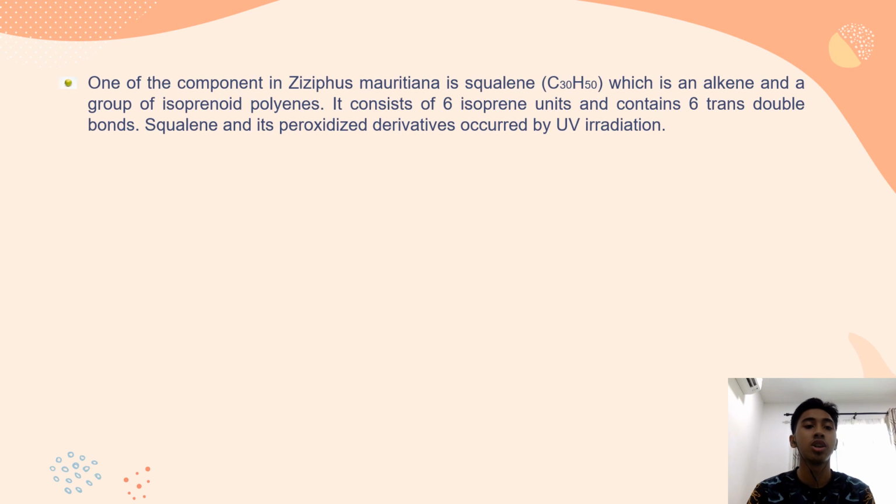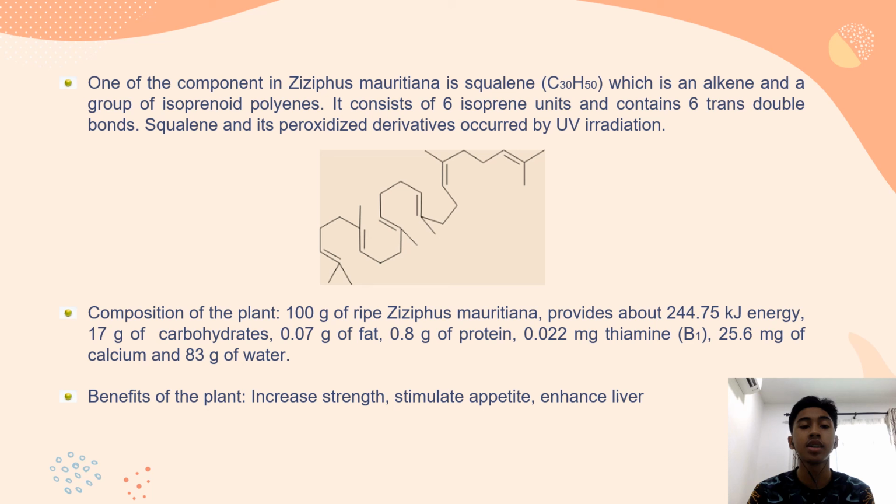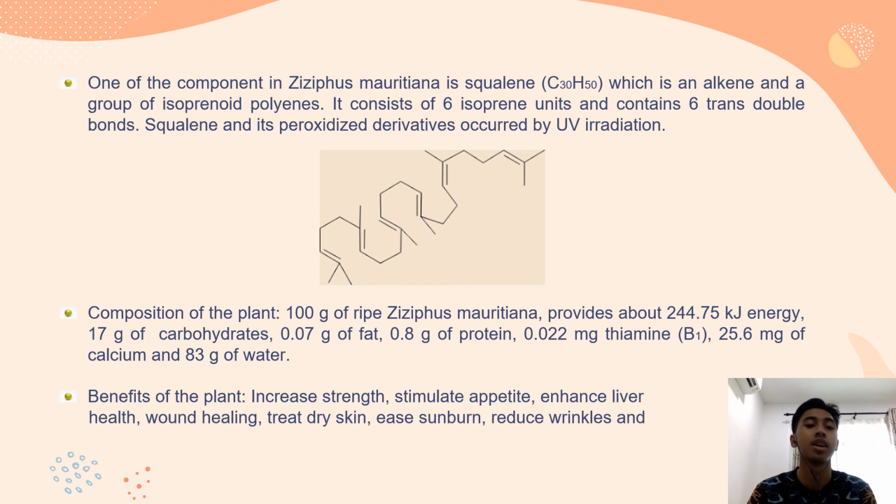For the explanation, the component in Ziziphus mauritiana is an alkene and a group of isoprenoid polyenes. Then the composition of the plant, as you can see, there is 100 gram of ripe Ziziphus mauritiana and 17 gram of carbohydrates and others. For the benefits of the plant, it increases strength, stimulates appetite, enhances liver health and others.